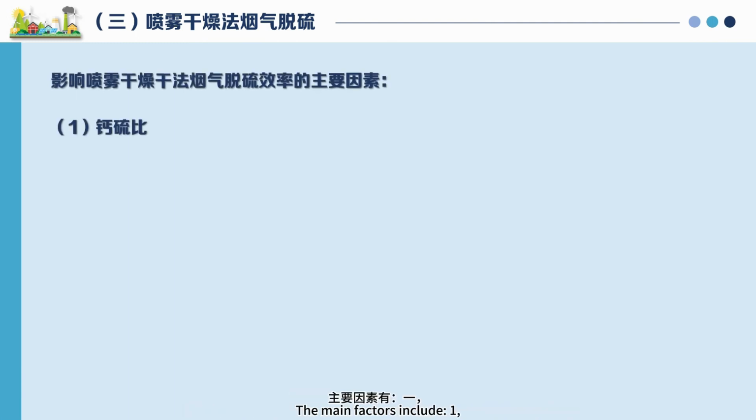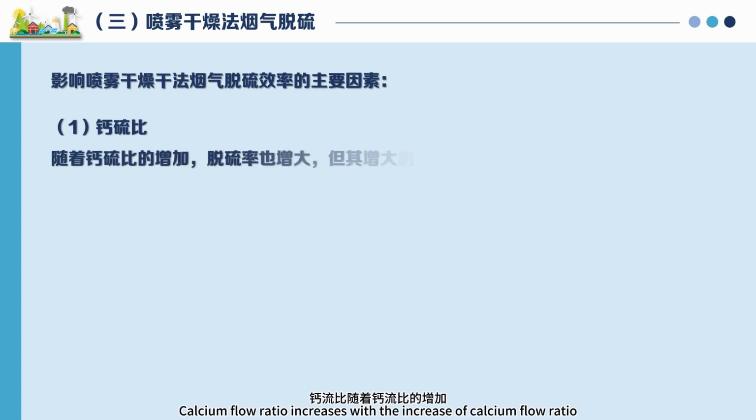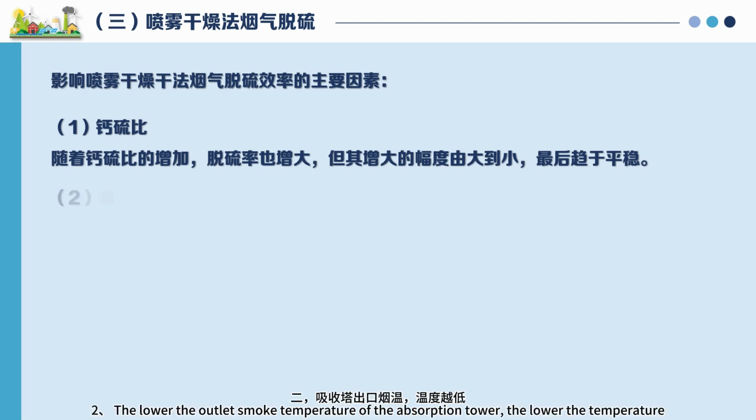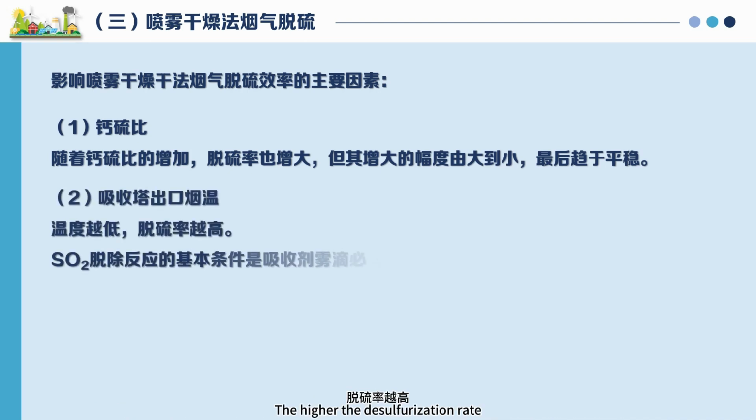Influence on flue gas desulfurization efficiency of the spray drying method. The main factors include: 1. Calcium flow ratio. As the calcium flow ratio increases, the desulfurization rate also increases, but the magnitude of the increase goes from large to small, and finally tends to stabilize. 2. The lower the outlet flue gas temperature of the absorption tower, the higher the desulfurization rate. The removal reaction of sulfur dioxide has a basic condition: absorbent droplets must contain moisture.